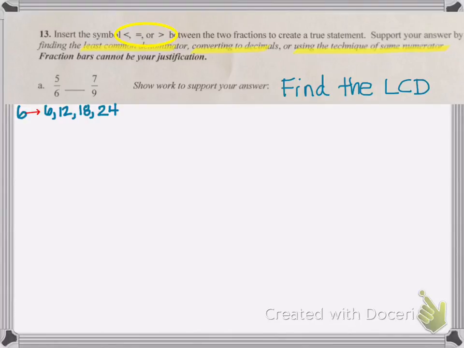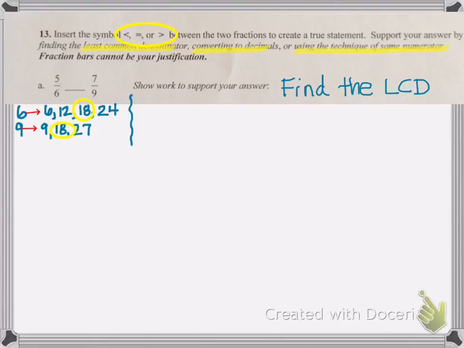Now I'm also going to make a list of the first few multiples of the number 9. 9, 18, 27. Now, I didn't have to go much further because I can already see that both lists contain the number 18. So that means the lowest common denominator for these two fractions is going to be 18.